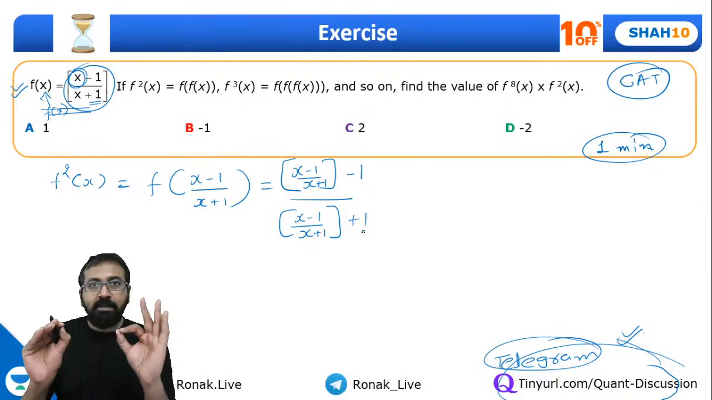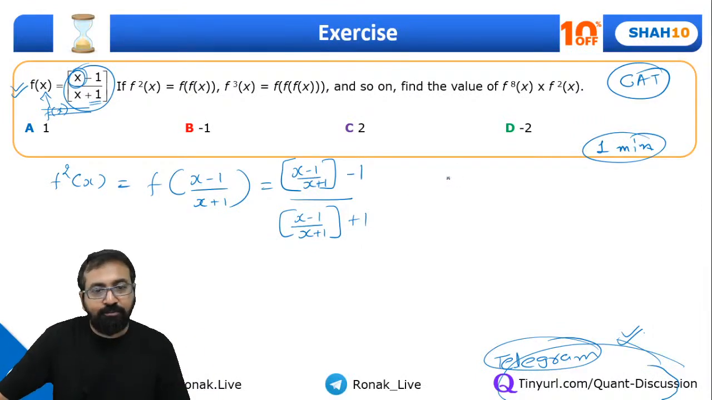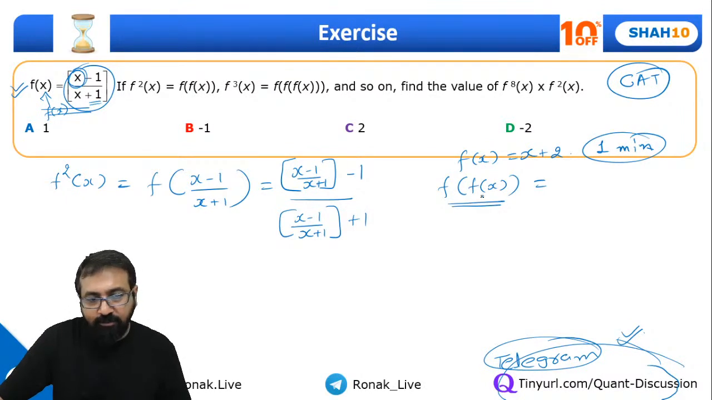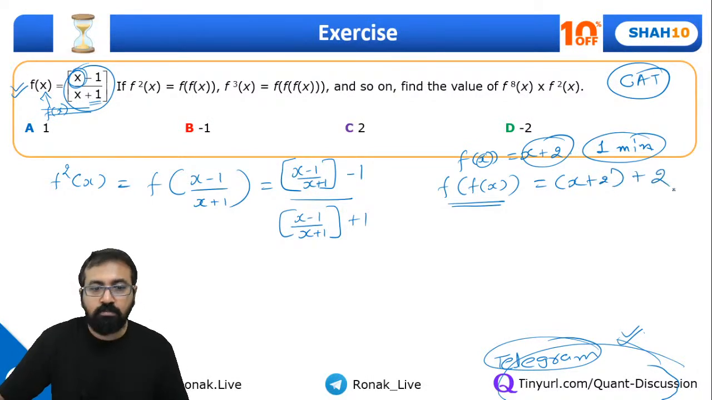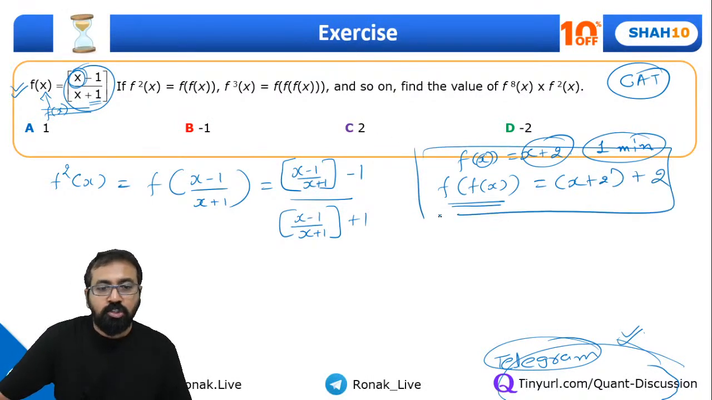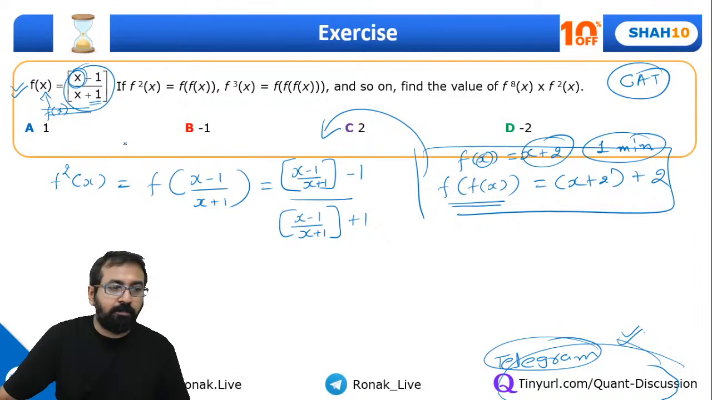Guys, once again, please understand f of fx. Suppose fx equals x plus 2. When I want to find f of fx, I need to replace x with the complete x plus 2. So I'll write it this way: f of fx in this case would have been x plus 2 plus 2. Are you getting this point? The same thing I have done over here.